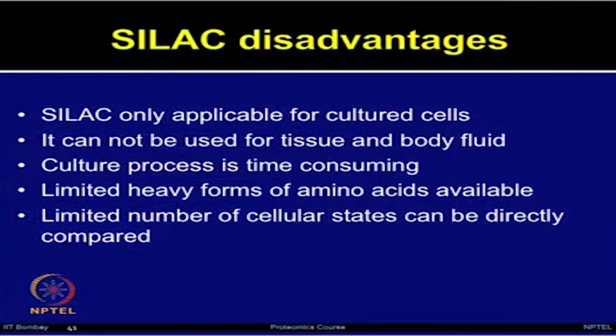SILAC is applicable for only cultured cells. It cannot be used for tissue or body fluids. So, that is one of the major limitations of this method. The tissue culture process is always very time consuming and it requires very meticulous and efficient work. Then there are few forms of available heavy isotopes, the heavy forms of amino acids which are available. These are commercially available, but there are very limited forms of these heavy amino acids. Due to this, only limited states can be compared by using SILAC.